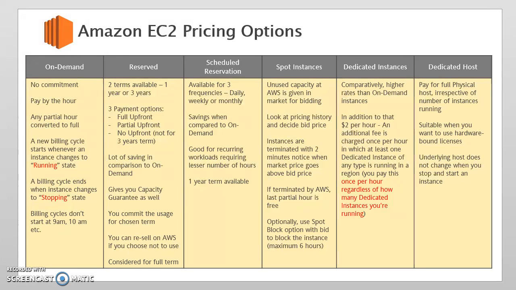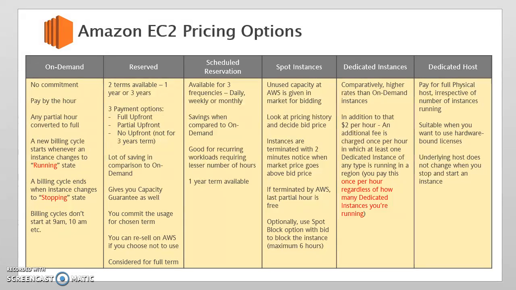Whenever your instance moves to the running state, whether from the stopped state or newly launched, a new billing cycle starts. Let me take an example. If you start an instance at 9:30 a.m., stop it at 9:45 a.m., start it again at 9:50, and stop it at 10:05.